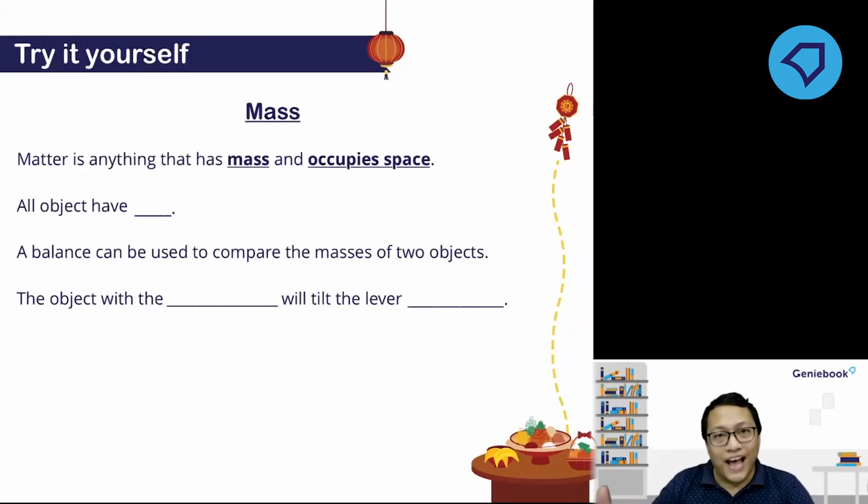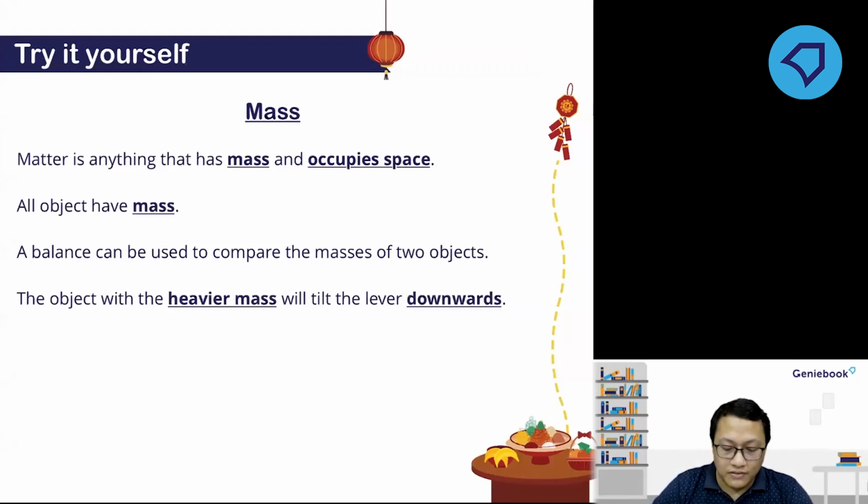Matter is anything that has mass and occupies space. Occupies space and has mass. That is always the explanation for every matter. And all objects have what? Have mass, right? So all objects have mass. How about us? Do we have mass? Of course, we are matter, so we do have mass. A balance can be used to compare the masses of two objects. The object with the heavier mass will rotate the lever downwards.